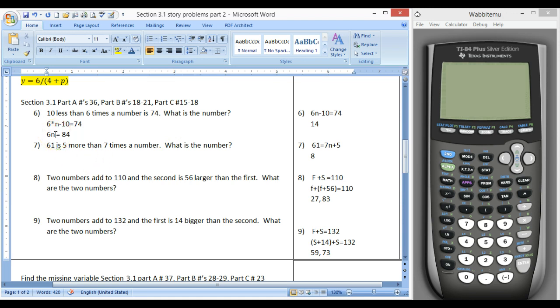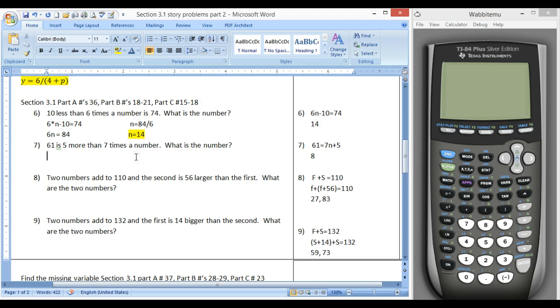I want to isolate the n, so I need to divide by 6 to get rid of the multiplying by 6, and do that on both sides. If I do it on the left side, I'm left with n. If I do it on the right side, 84 divided by 6 gives me n equals 14. And that answers our question. What is the number? The number is 14.